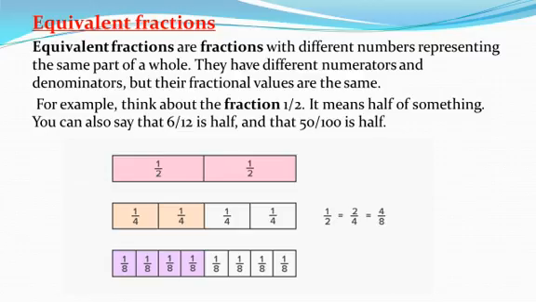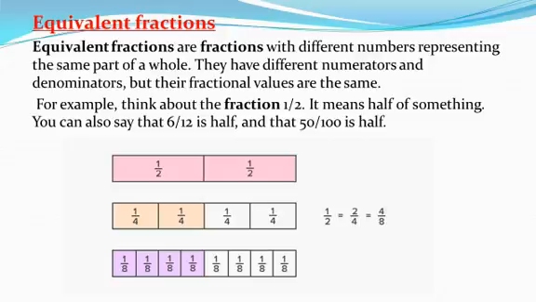Our next lesson is equivalent fractions. Equivalent fractions are fractions with different numbers representing the same part of a whole. They have different numerators and denominators, but their fractional values are the same. For example, think about the fraction 1 over 2. It means half of something.